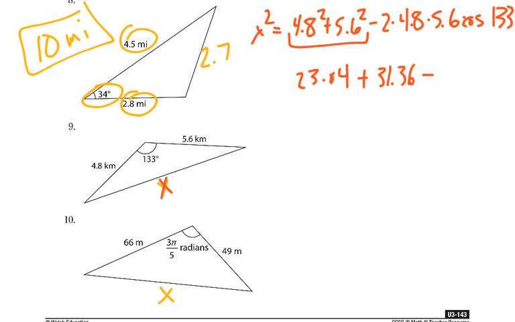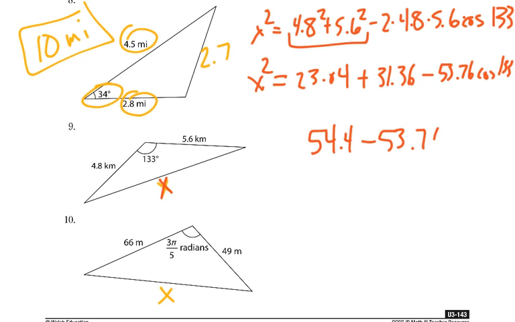2 times 4.8 times 5.6 is 53.76 times the cosine of 133. That all equals x squared. Then 23.04 plus 31.36 is 54.4 minus 53.76 times the cosine of 133 equals x squared.